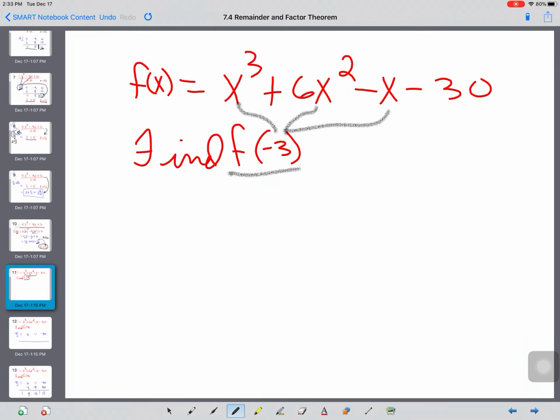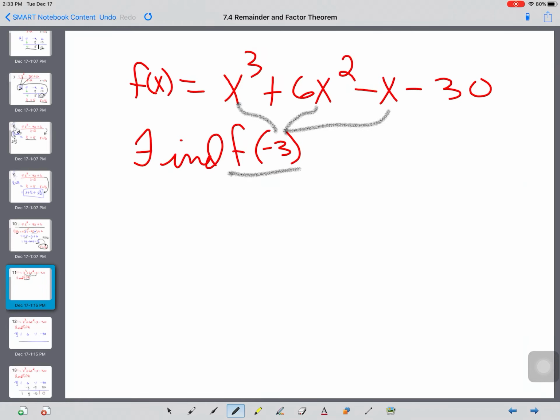So if I were to plug negative 3 into this problem everywhere there's an x, the answer for that would be 0. So what's f of negative 3? 0. Same as the remainder down here.